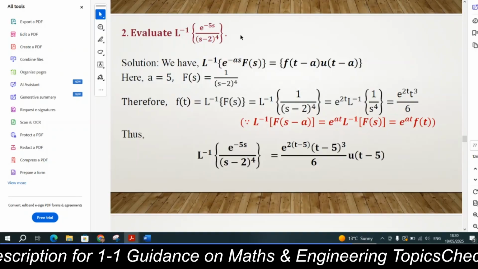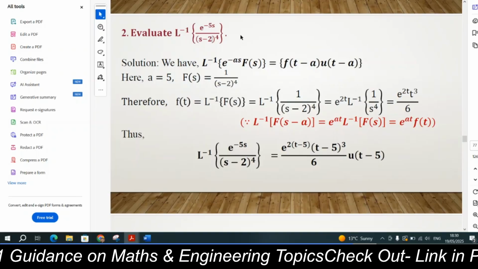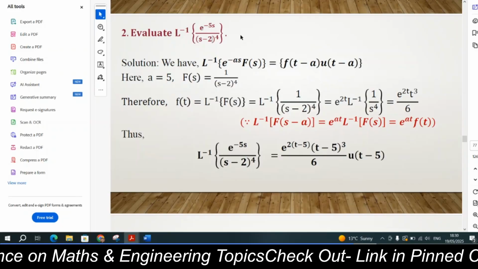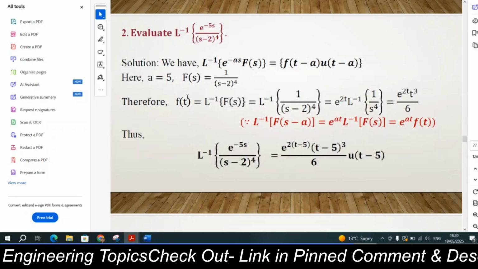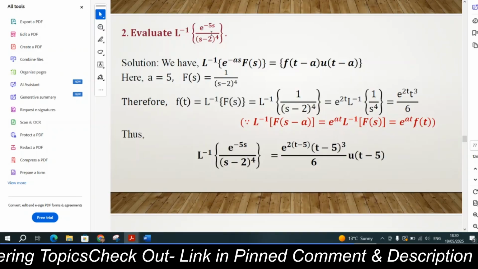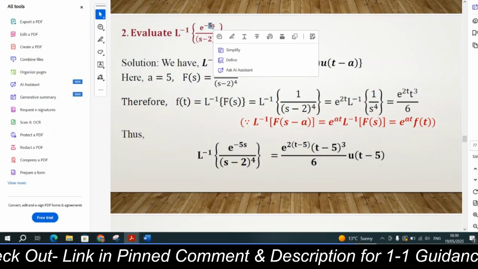Inverse Laplace of e raised to minus 5s upon s minus 2 the whole square. Now, s minus 2 raised to 4. You will see over here, you have this, you also have this. You are having two separate things together. So this is basically you are having your first shifting and second shifting together.